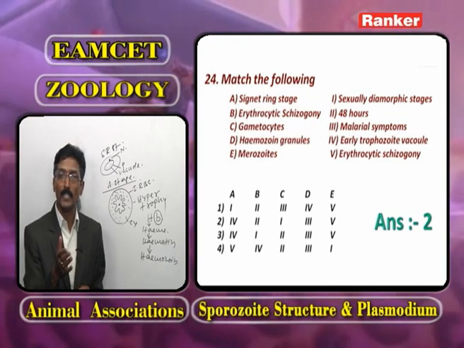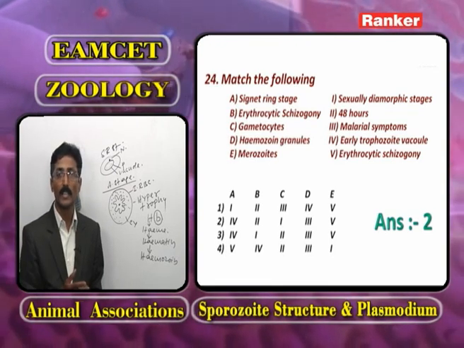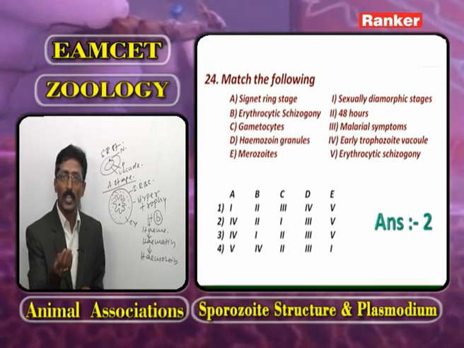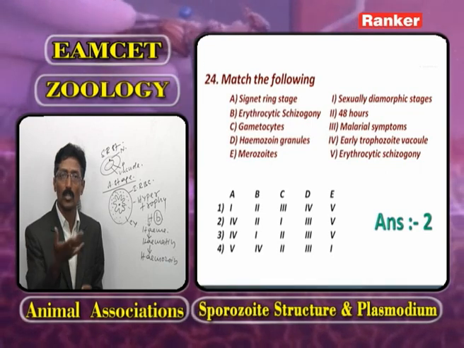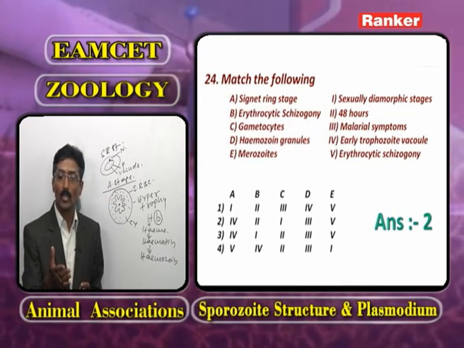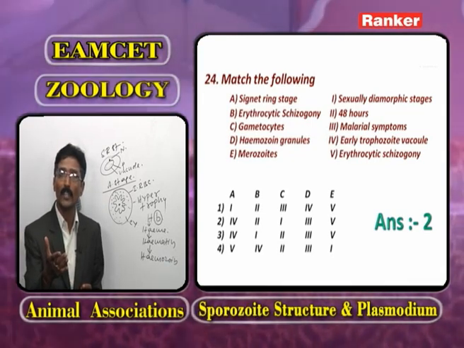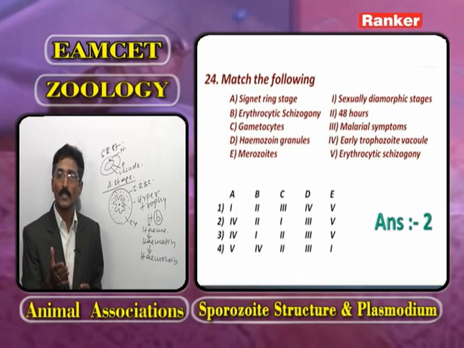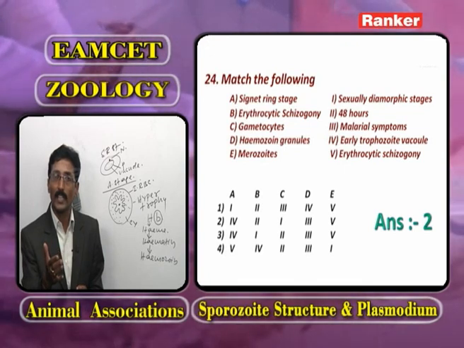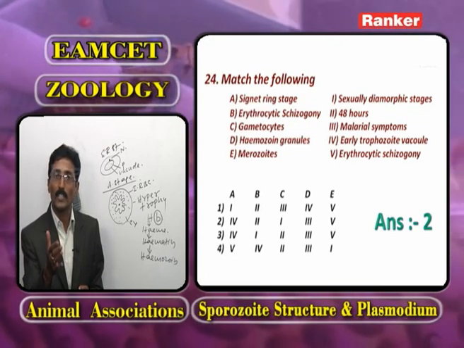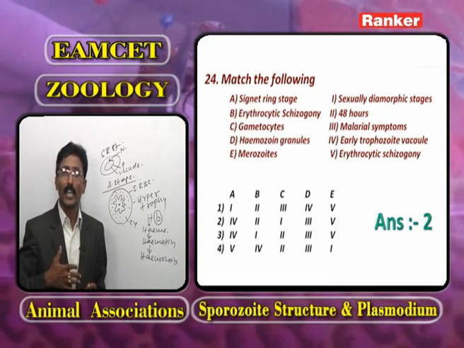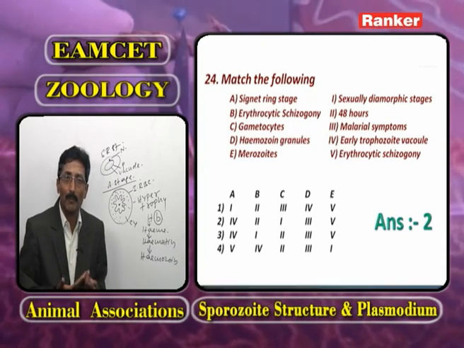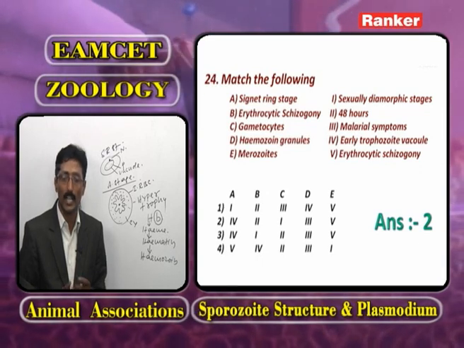Now, gametocytes. What are the gametocytes? They are sexual stages. Male gametocyte, female gametocyte. What is the infective stage to the female Anopheles mosquito? Gametocytes. So the gametocytes are sexually dimorphic. One is male, one is female. Hemozoin granules: after completing the Golgi cycle, we are getting the poisonous hemozoin granules. Whenever the hemozoin granules are mixed with blood plasma, immediately the patient gets the symptoms of malaria.